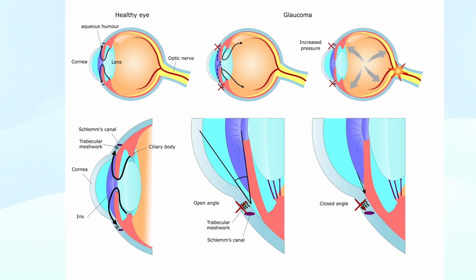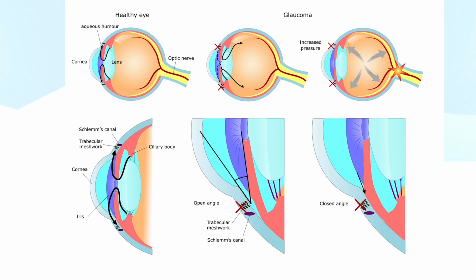So how does it drain? Aqueous humor is drained through the angle of the anterior chamber through the trabecular network into the Schlemm's canal. The impaired drainage will lead to increase in intraocular pressure that eventually can lead to glaucoma.